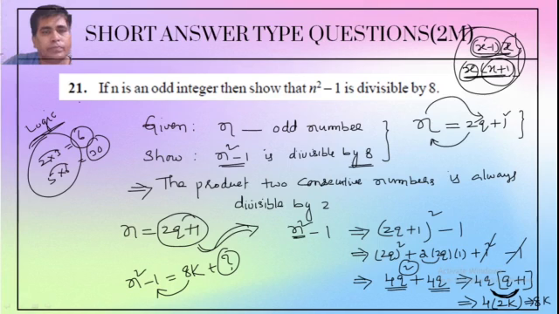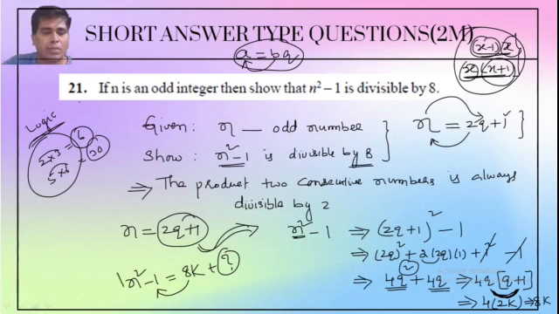Suppose a is equal to bq. What do you mean by this? a is equal to bq. So a is divisible by b. I can say that a is divisible by b, completely divisible. a is equal to bq is nothing but a is divisible by b.